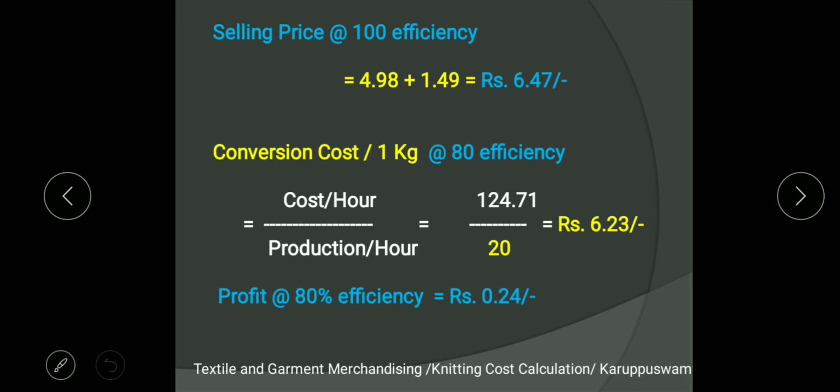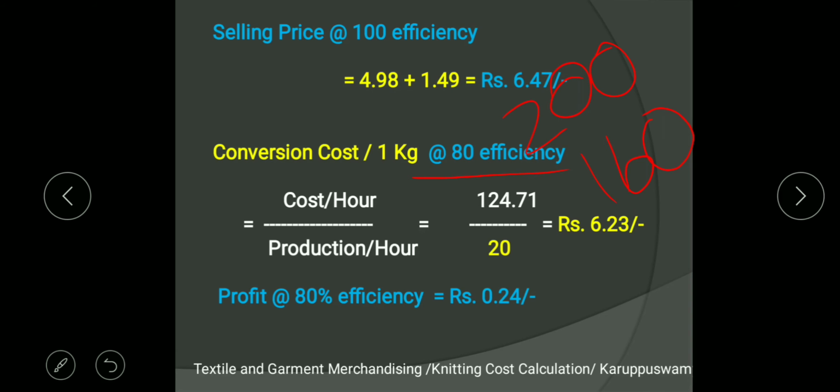So when you want to calculate the cost at 80% efficiency, you should convert the production to 80%. That is, at 100% efficiency, you will receive 200 kgs. So when it is 80%, then your production goes to 160 kgs. So this is 80%. This is for 8 hours.